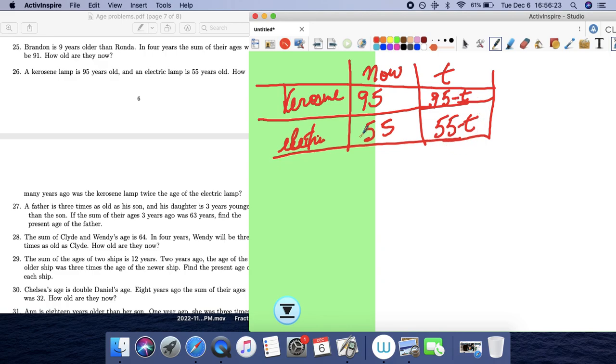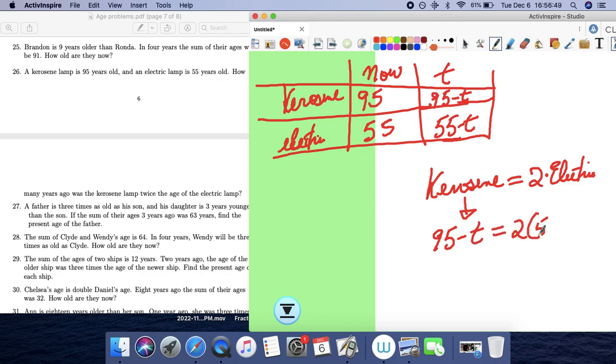So what's our equation? It says, how many years ago was the kerosene lamp twice the age of the electric lamp? Wow, is everything twice? Okay, so that's your equation. The kerosene lamp was twice the electric lamp. So let's replace. The kerosene lamp is 95 minus T. The electric lamp is 55 minus T. Solve this, distributive property, that becomes 110 minus 2t.